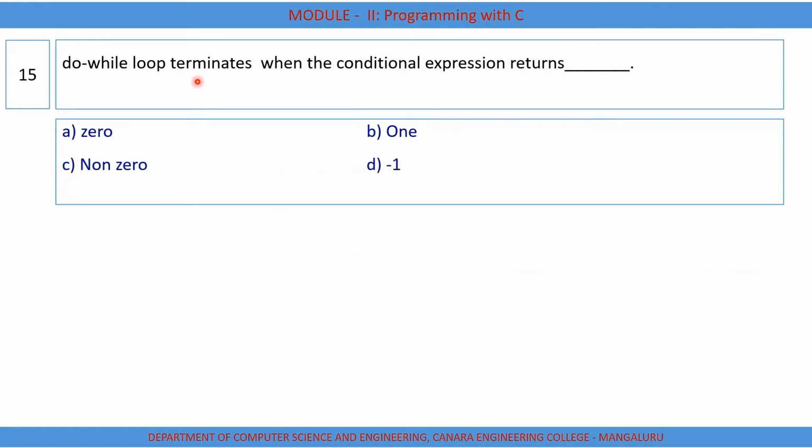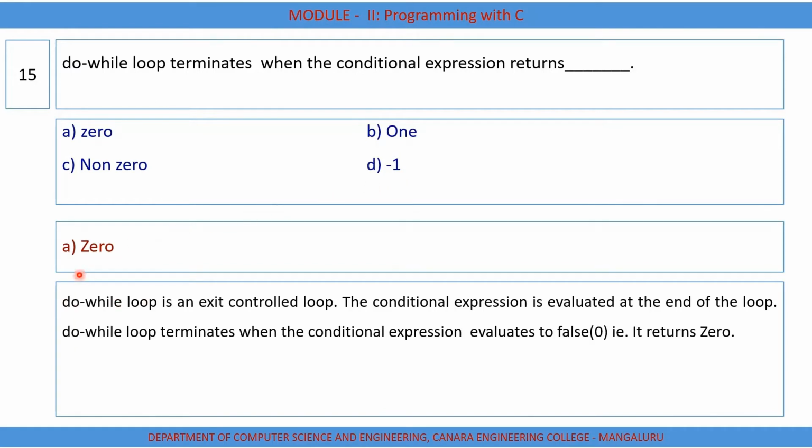A do while loop terminates when the conditional expression returns what? Option A 0, option B 1, option C non-zero, option D minus 1. The correct option here is 0. A do while loop is an exit control loop, that is, the condition is tested at the end of the loop. So the loop will terminate only if the given expression of the condition returns false or 0. Until then the body of the loop will be executed.